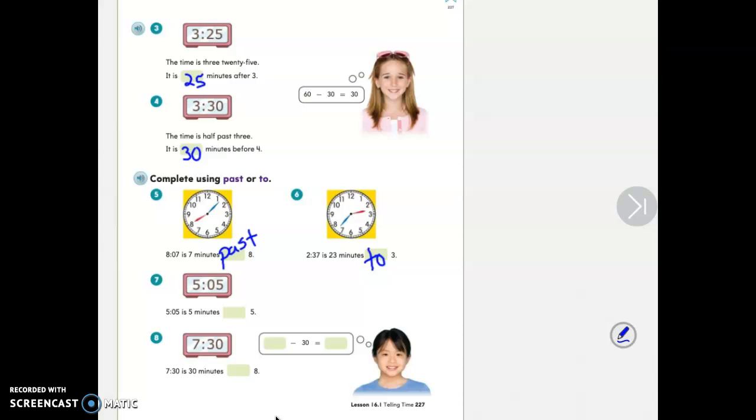5:05 is 5 minutes past 5 on our digital clock. And 7:30 is 30 minutes to 8 on our digital clock. And our friend right here is saying, how can I use subtraction to figure this out? Well, I know that a full hour is 60 minutes. 60 minutes minus the 30 minutes from our digital clock leaves me 30 minutes. So that's working with to and past, and also reading with analog and digital clocks.